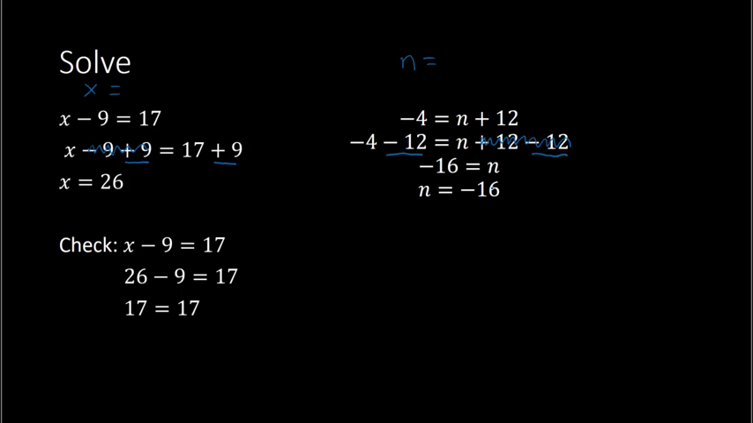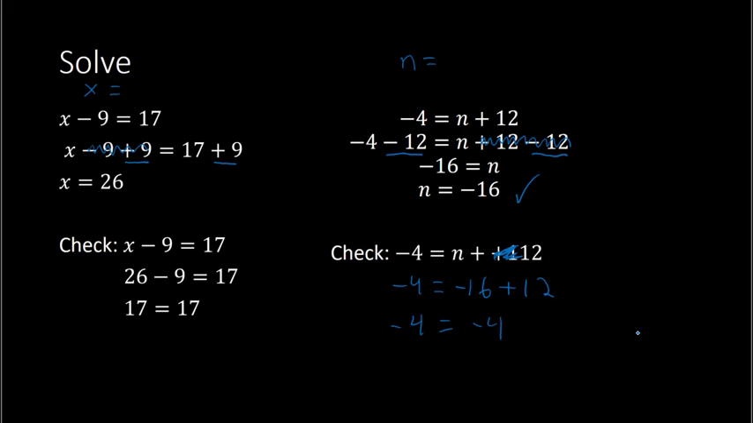And we can double check our answer by plugging negative 16 back in for n in the original equation. So here we had negative 4 equals n plus, that should have been a 12. Alright, so n plus 12. We plug negative 16 in place of n. So I have negative 4 equals negative 16 plus 12. Is that a true statement? Well, yes. Negative 4 would equal negative 16 plus 12, which is also negative 4. So it is a true statement. It works. So negative 16 would be my solution.